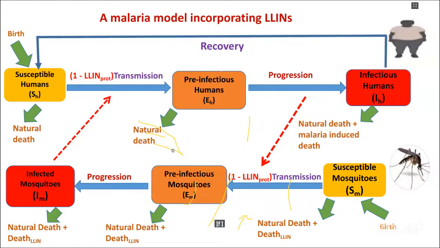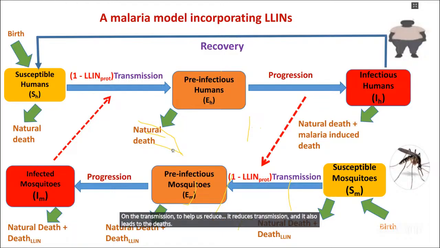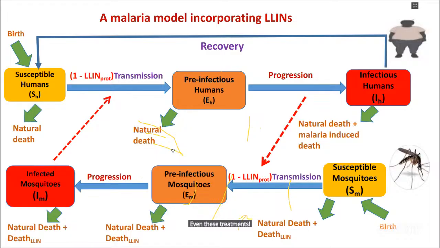If I want to incorporate treatment into my model, how do I do that? Who can tell us? Where do we put it? Remember when we wanted to incorporate LLIN, see where we put it? On the transmission, to help us reduce transmission, and it also leads to the death of mosquitoes. If it is treatment, where do we put it? Yes, so it's going to be here. So we are going to have the recovery rate here. It's going to be recovery due to ACT, due to treatment, and that rate will be faster. So we can do that.